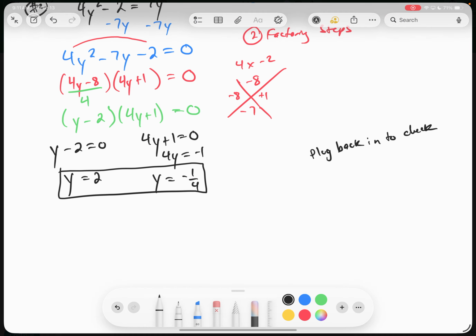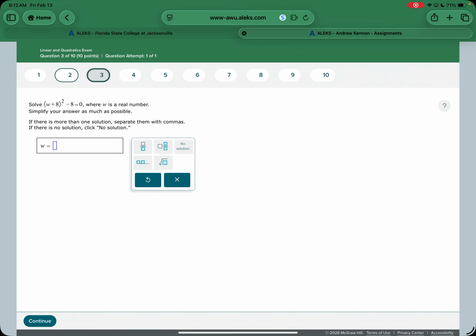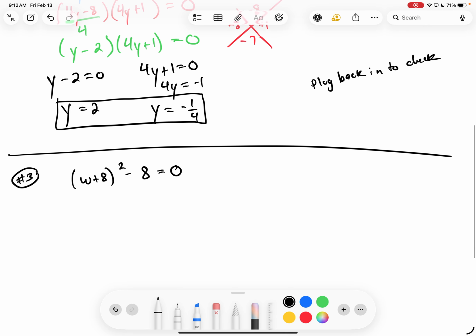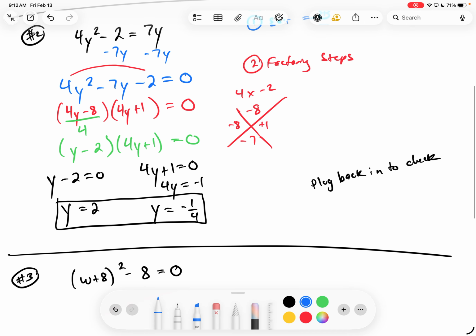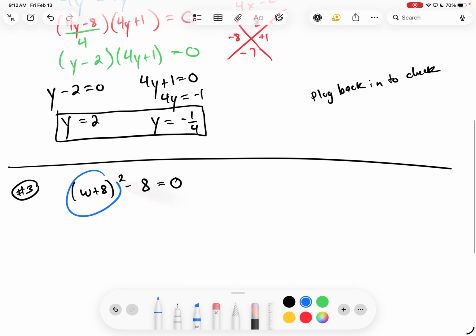Plus 8 minus 8 equals 0. So on the previous problem, you had y squared and a y, so you set it equal to 0 and think factoring. On this one, we just have something squared.